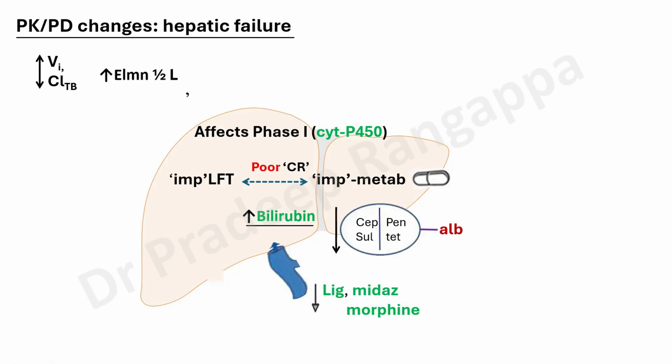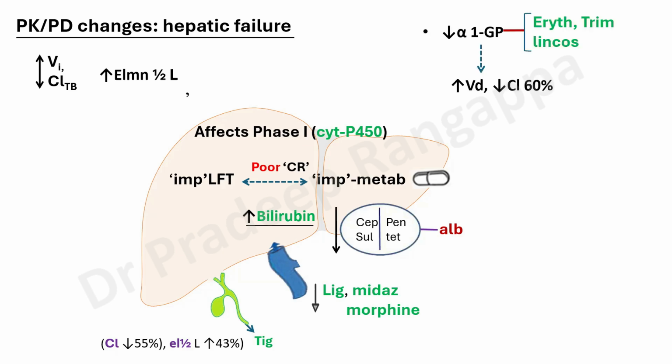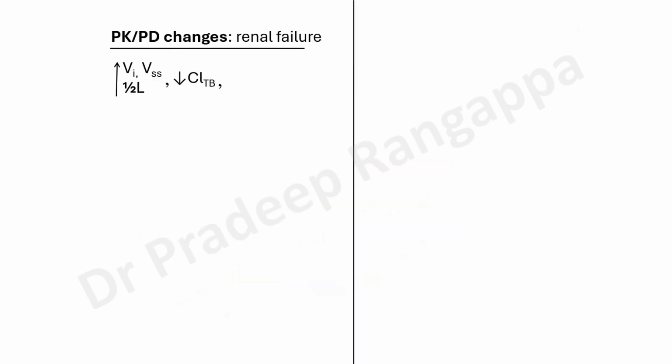And when the hepatic blood flow is decreased, then the metabolism of certain drugs like lignocaine, midazolam, and morphine can be affected. And there are certain drugs which are excreted through your biliary tract, like tigecycline. So they also tend to get affected, especially when tigecycline is being used when there is a liver dysfunction. And alpha-1 glycoprotein levels can also be reduced, because this tends to bind to erythromycin and lincosamide, especially in situations where volume of distribution is high or clearance is reduced. So these also tend to get affected.